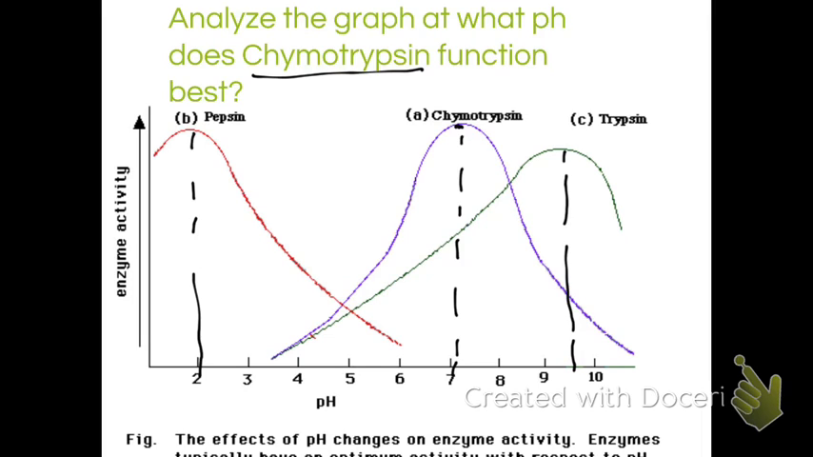But to recap, we just want to go over that there are 3 things that affect enzyme activity, or how well the enzyme works. One is temperature, another one is pH, and the last one is the concentration of the substrate.